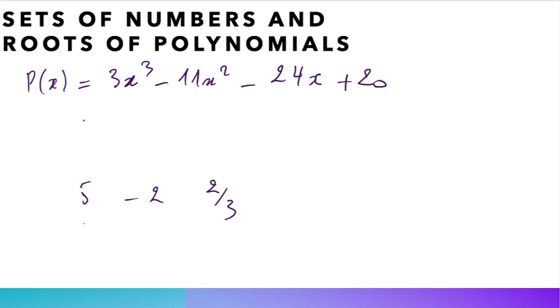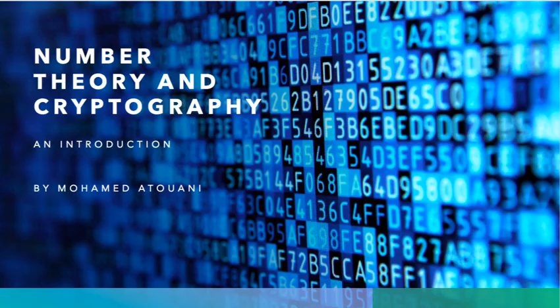By a theorem of high school algebra, we can show that p of x can be rewritten as 3 times (x minus 5)(x plus 2)(x minus 2/3). Our first lecture ends here, and notice that in the course of finding the roots of our brave polynomial p, we have used the theory of divisibility that we will study in depth in future lectures.